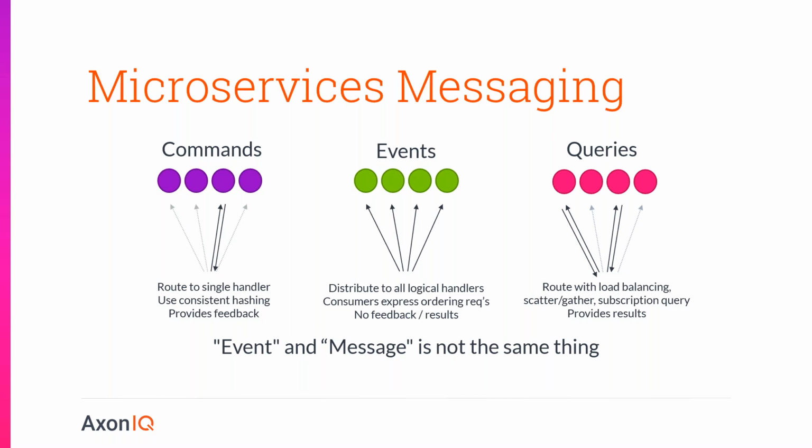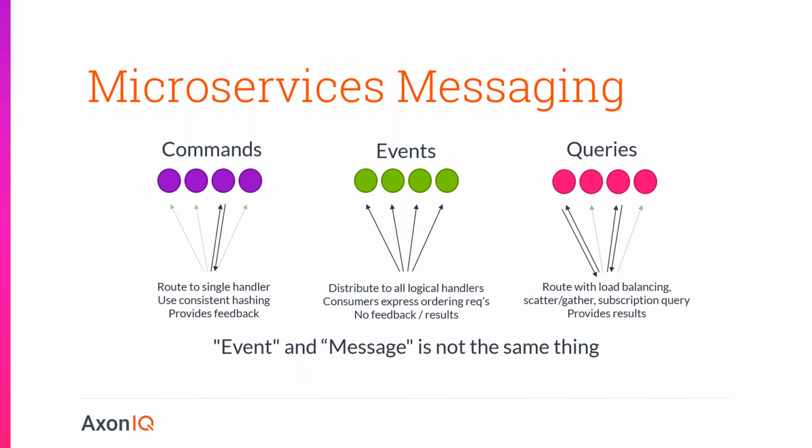Now the other one is events, and events are typically pub sub. So every component that is interested in that event can handle it. There's no feedback, so senders don't have to wait for anything. They just publish the event and forget about it. They just move on with their lives.